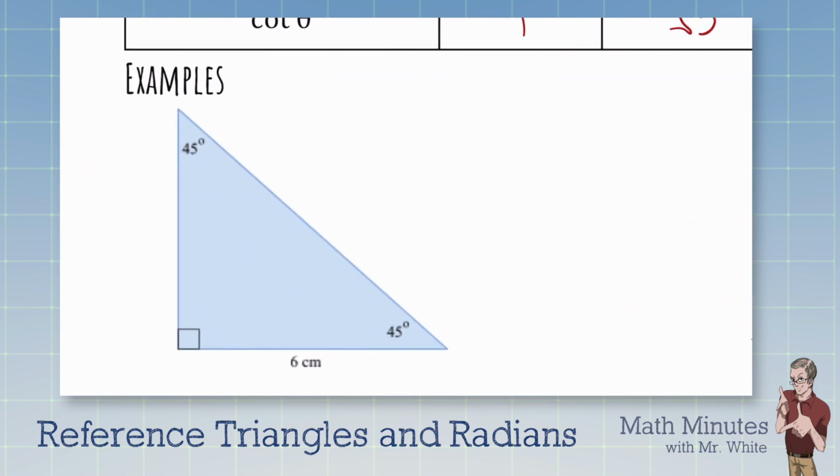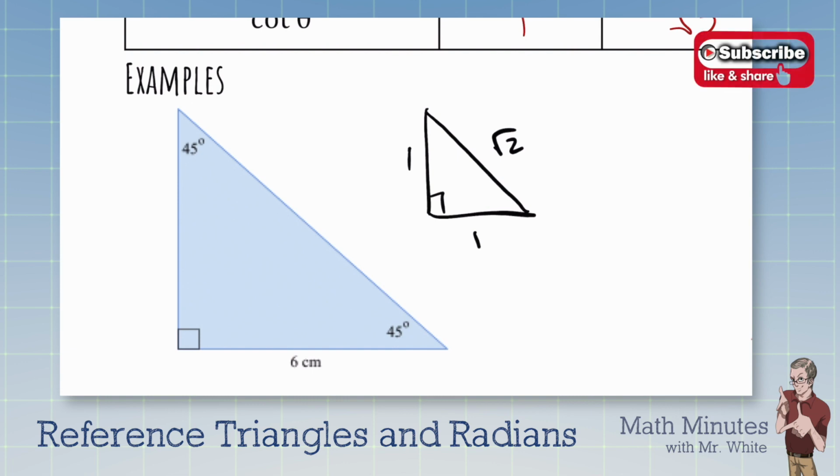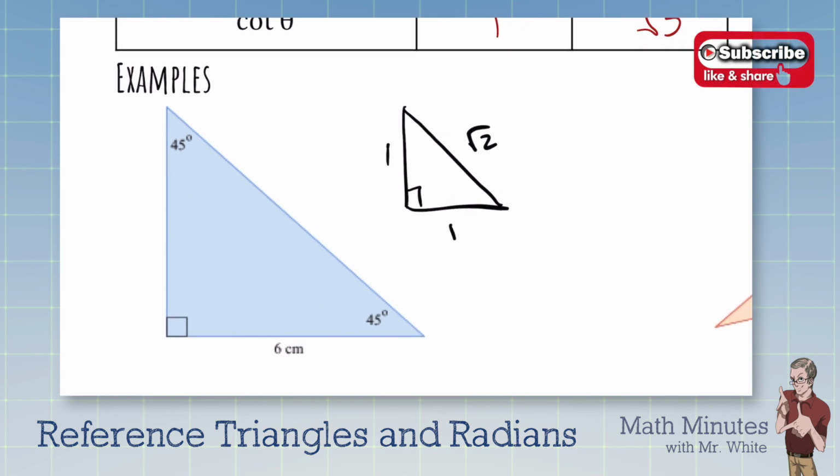Now, here's the reference triangle from above. 1, 1, radical 2. We're going to use that to solve this. So if this side is 6, how long is this leg? 6. That was easy. They match. How long is the hypotenuse? Well, if the leg is 1, the hypotenuse is radical 2 times bigger. But I'm just going to leave it like this. I'm going to leave it like 6 radical 2.